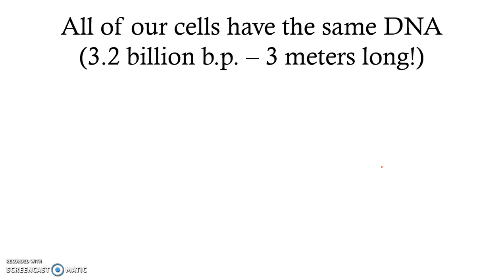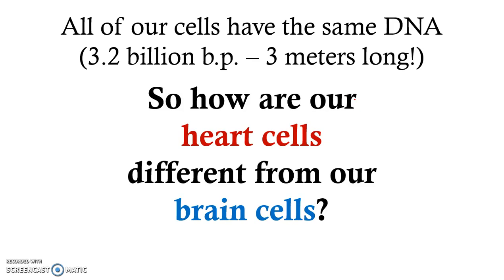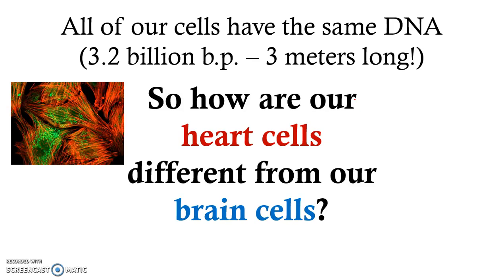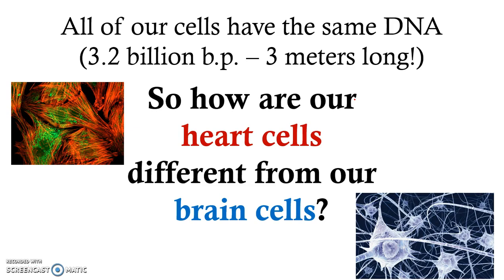So, all of our cells have the same DNA. All of our cells have the same 3.2 billion base pairs of DNA. That's 3 meters long. The question is, how can our heart cells be different from our brain cells, and so on, if both of these cells have the same DNA? What makes them different? And the key here is to think about it in terms of which genes are expressed in those cells.